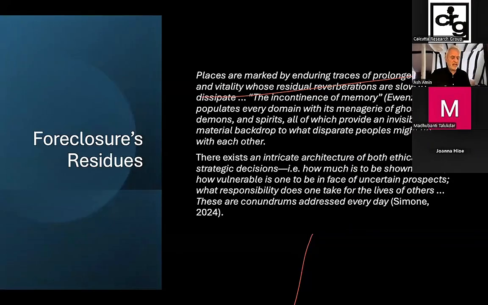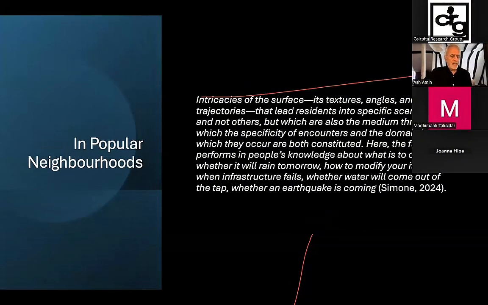There is an intricate architecture of both ethical and strategic decisions. How much needs to be said or shown? How vulnerable is one in the face of uncertain prospects? What responsibility does one take for the lives of others? And so on. So the argument here is that habitation rests on unanticipated, unprogrammed ways of organization and surfaces of contact and exploration that bring situations and actors into generative proximity.